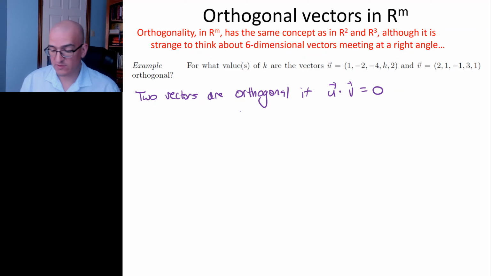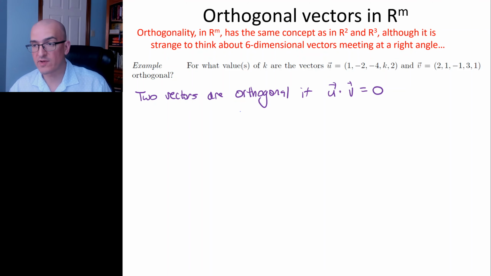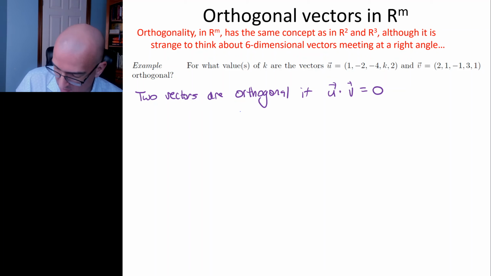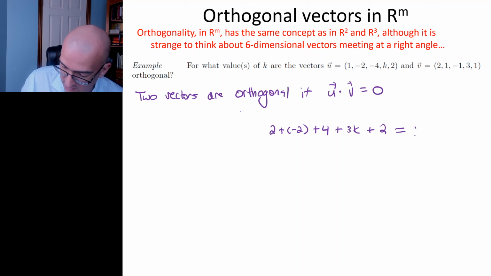So we're asked to find the value of k that makes this happen. Find the value of k that forces the dot product between the vectors to be 0. So when we dot the vectors, we're going to get 2 plus negative 2 times 1 plus negative 4 times negative 1, so plus 4, plus 3k plus 2 equals 0.